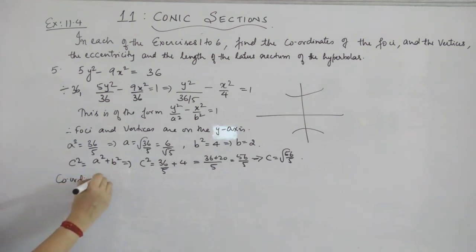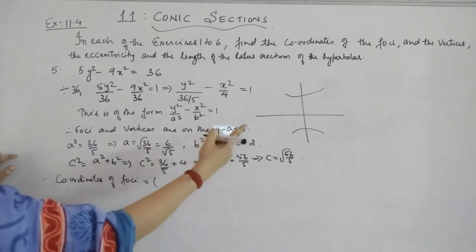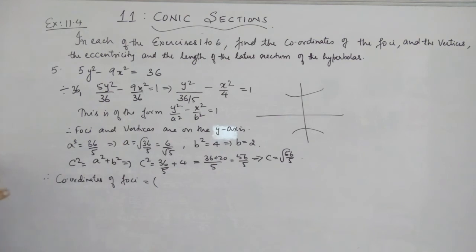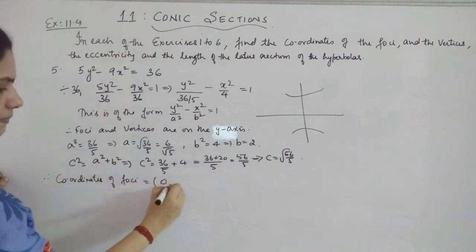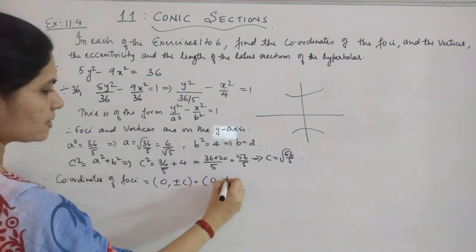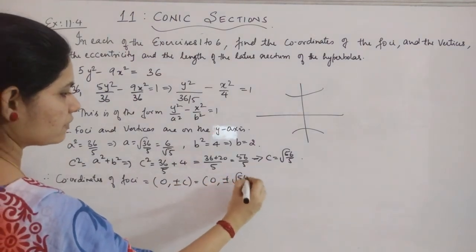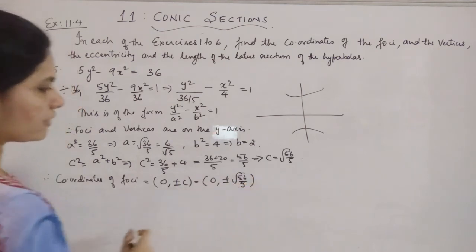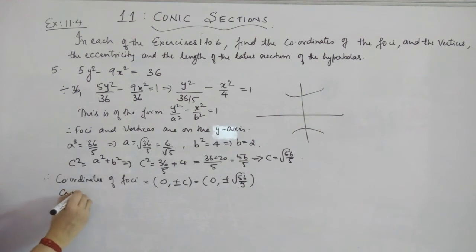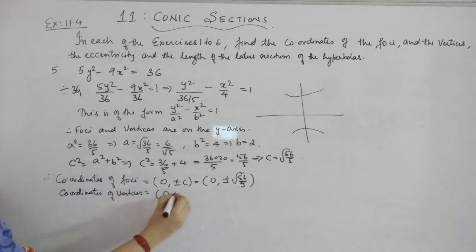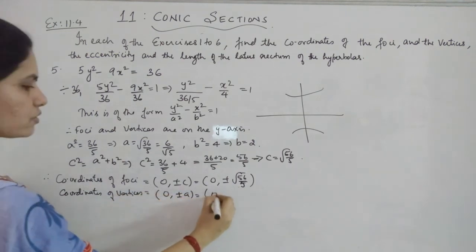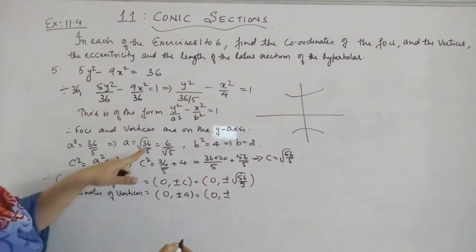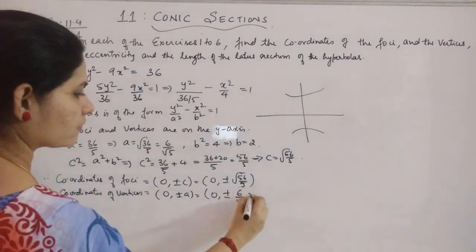Coordinates of the foci will be, in which form you will get? It is 0 comma plus or minus c. So it is 0 comma plus or minus root of 56 by 5. And coordinates of vertices is 0 plus or minus a, which will give you 0 plus or minus, what is a? 6 by root 5.